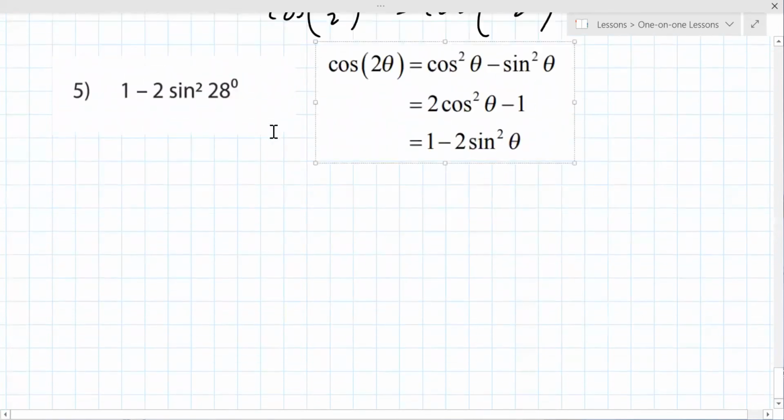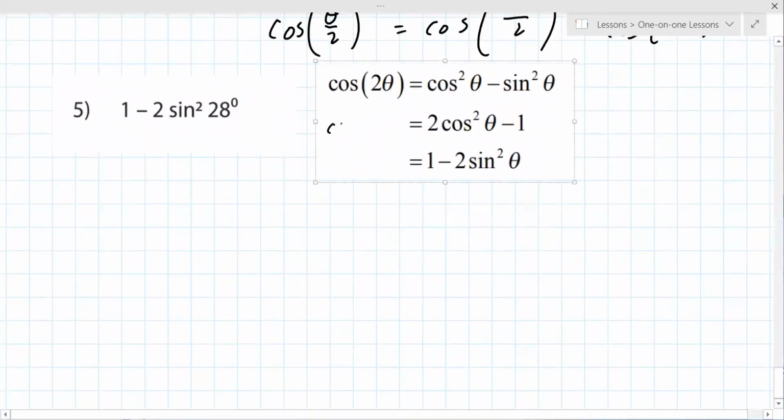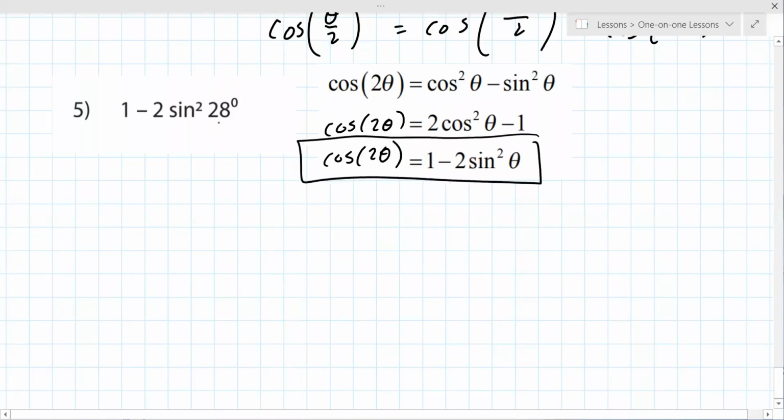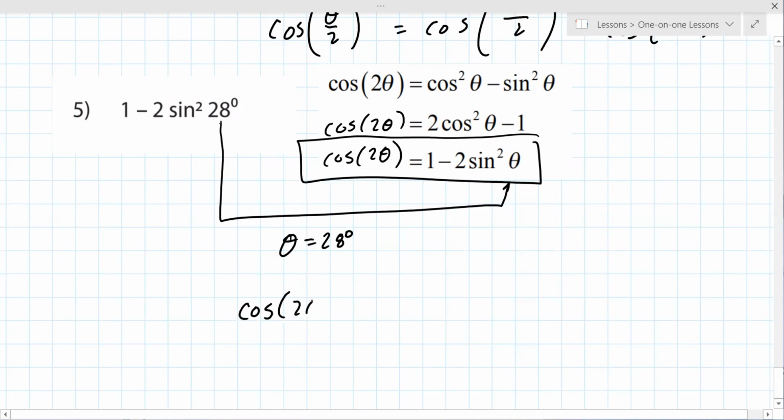But each one of these is cosine of 2 theta. It comes in, I'd say, three flavors. You want this one down here because that's what yours looks like, and your theta is 28. Yours looks just like this on the right. So you're going to write cosine of 2 theta, but your theta is 28. So it's 2 times 28, which is cosine of 56. All right.